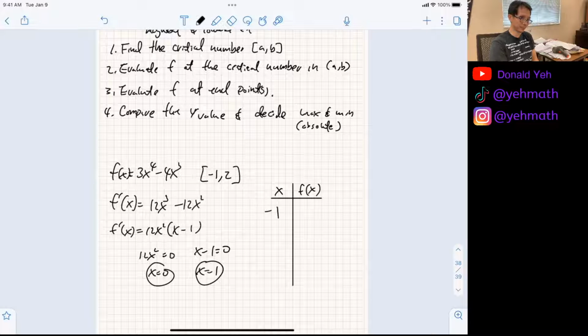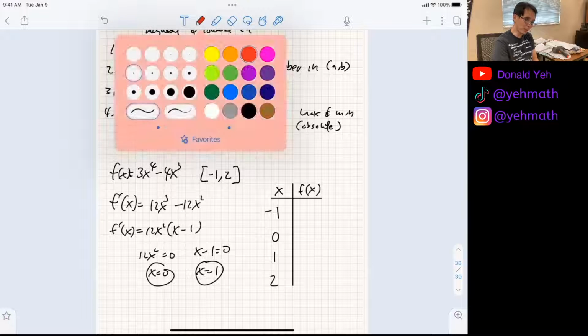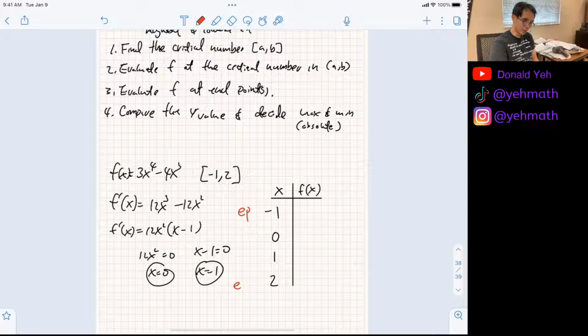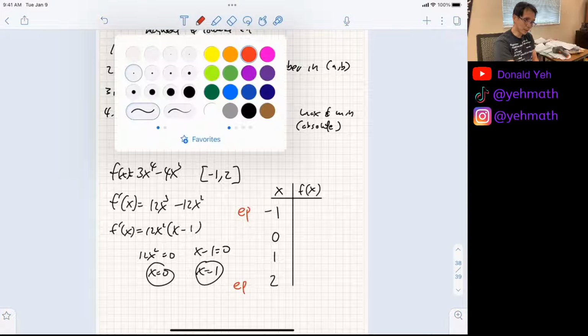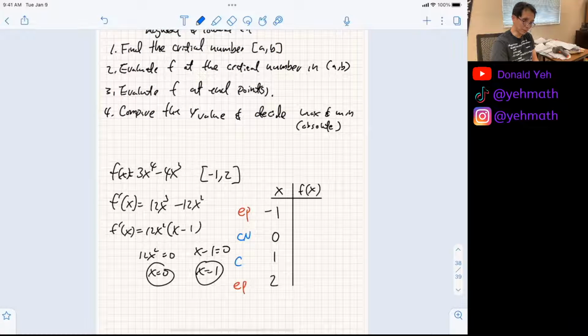Which ones? -1, 0, 1, and 2. It seems like I plug in every number, but no. This represents the endpoints. This represents the critical numbers. There are 2 critical numbers. It doesn't mean I have to take all the integers there. Now, when you plug in, you're not plugging into the derivative. You plug into the original function to decide whether they are the highest or lowest.